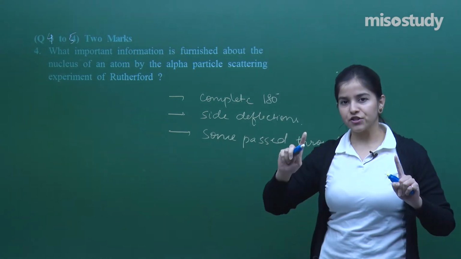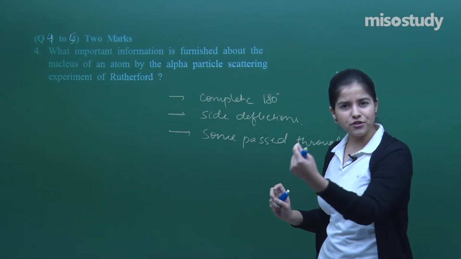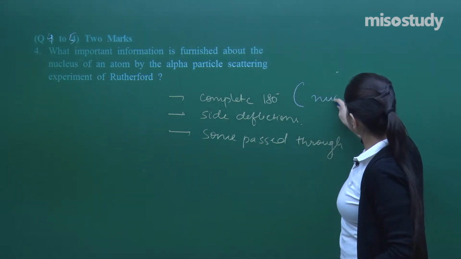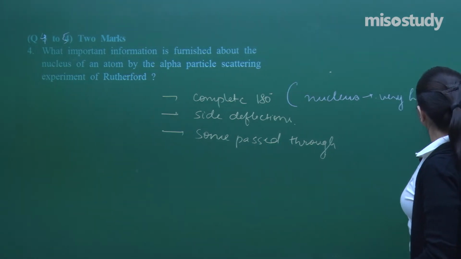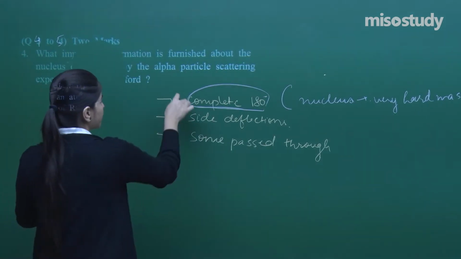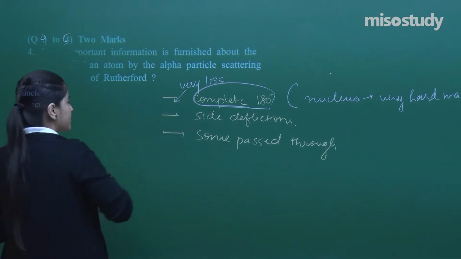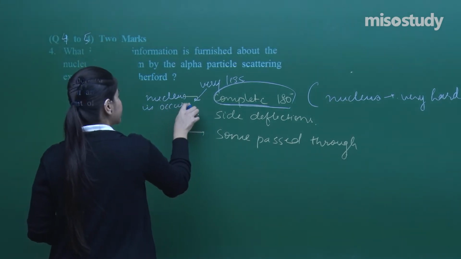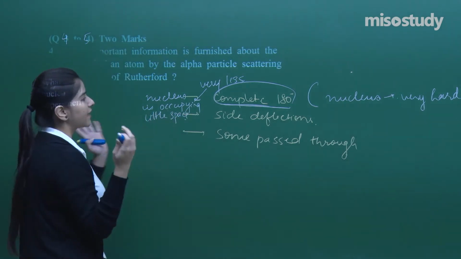A complete 180 degree deflection means there must be some hard substance in that atom of gold, which is deflecting the entire alpha particle back. So here he observed a nucleus which is of very hard mass. Also, these 180 degree complete deflections were very few. From this he observed that the nucleus is occupying little space as compared to the entire atom.